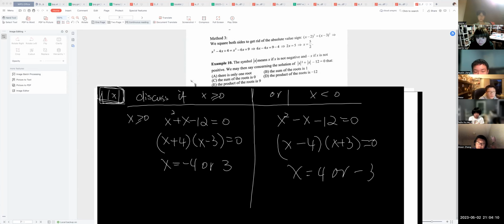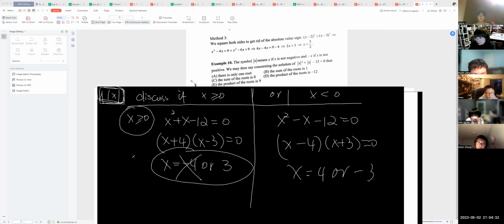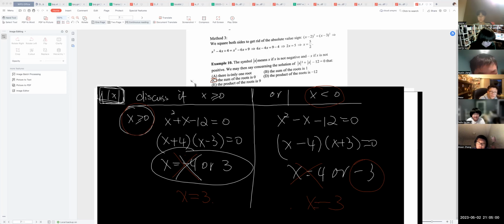Correct? Okay, so let's take a look at this one. So the roots will actually include all of them, right? But the thing is, is it possible that x equals -4? No, because we said x is bigger than or equal to 0, correct, Peter? I first said x is greater than or equal to 0, so x equals 4 from this case is not possible. So in this case x can only equal 3. And in the other case x is less than 0, so x equals 4 is not possible, so x can only equal -3. So that's why 3 plus -3, the answer is C. Get it, everybody?